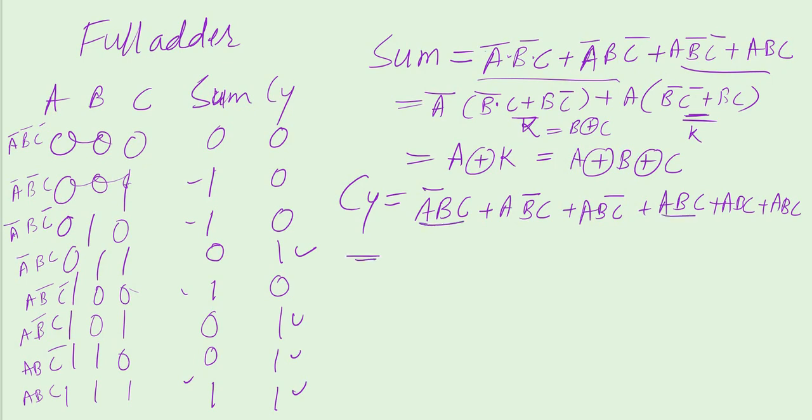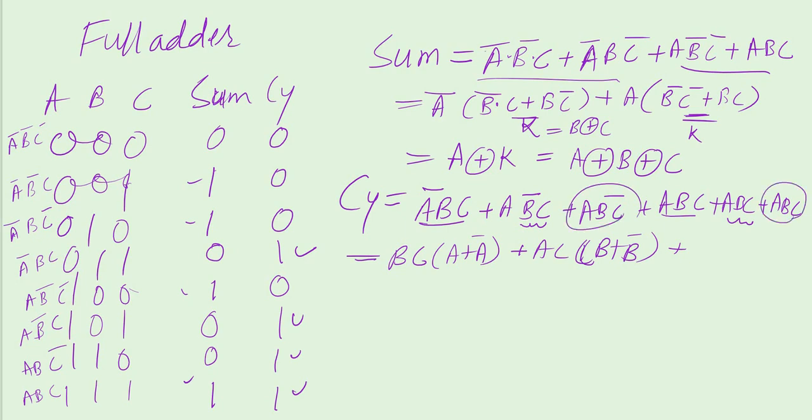Now let us combine this and this together. So what we get is a bar bc and abc. So bc is common, a plus a bar. Now take this term and this term together, where you can take ac, where b plus b bar. Now take this term and this term together, where we get ab, c plus c bar. Now a plus a bar is 1, b plus b bar is 1, c plus c bar is 1. So the ultimate equation becomes bc plus ac plus ab. This becomes the equation for full adder carry.